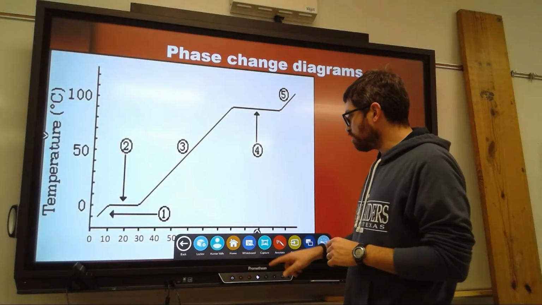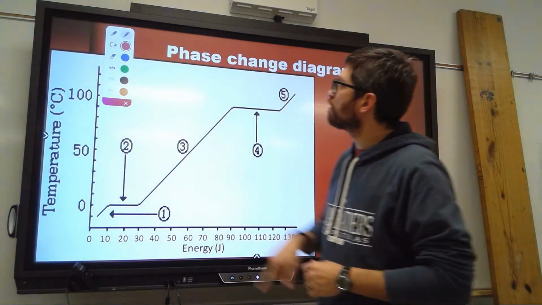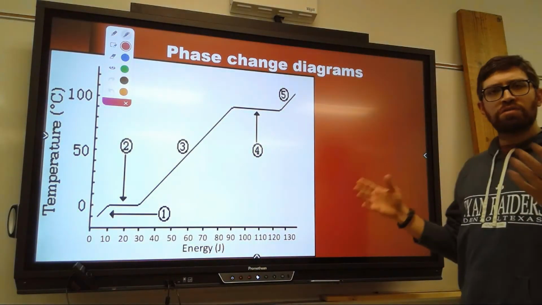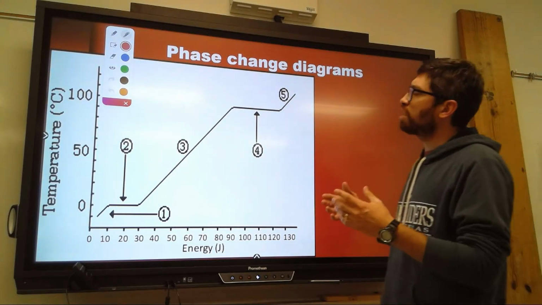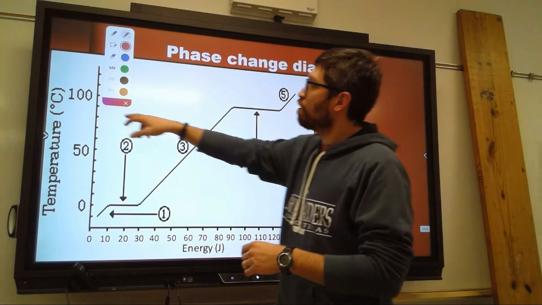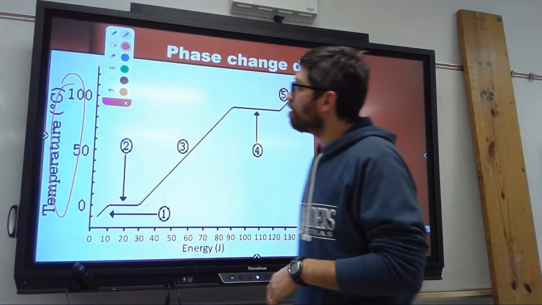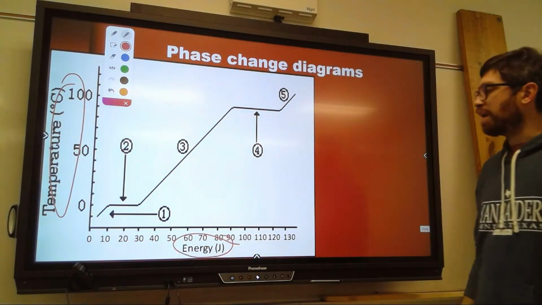Let's look at phase change diagrams real fast. See if we can put this somewhere where it'll be out of the way. Hopefully you saw this in chemistry a little bit. If not, we'll go over it again. Phase change diagrams are largely what they say. It's a diagram about phase change. We've always got temperature on the y-axis, and energy is always on the x-axis.